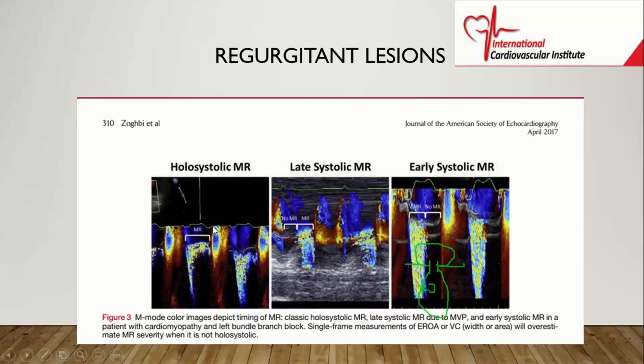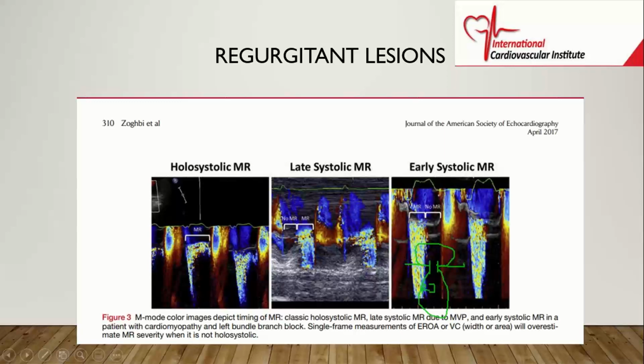But you can time the mitral regurgitation. This is the ECG. Systole is from the beginning of the QRS to the end of the T wave. So this mitral regurgitation occurs throughout all the phases of systole, so we call it holosystolic.